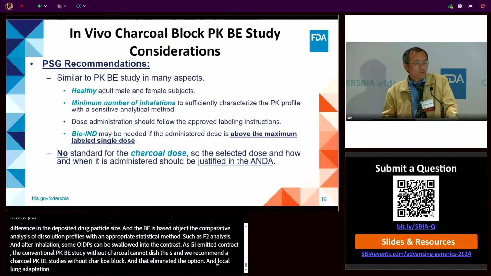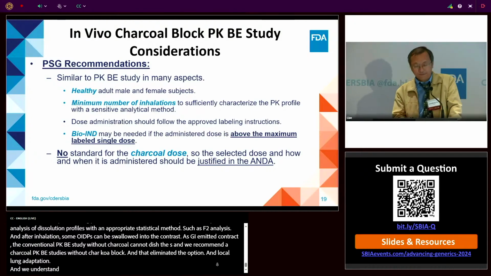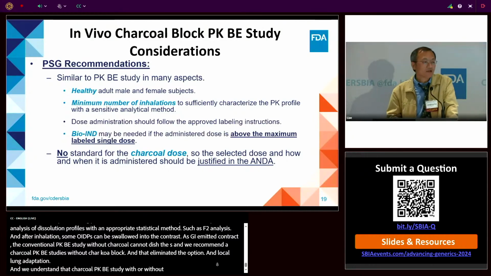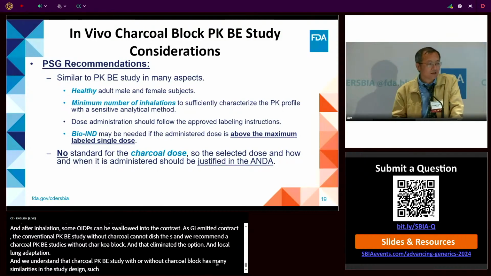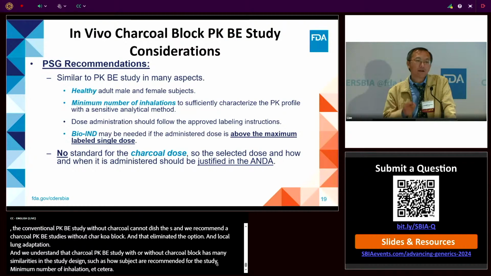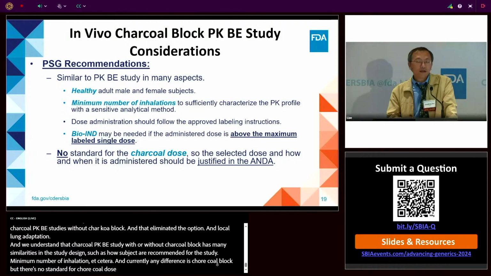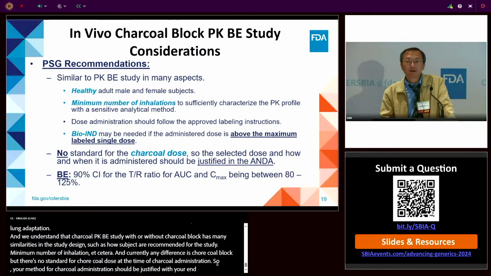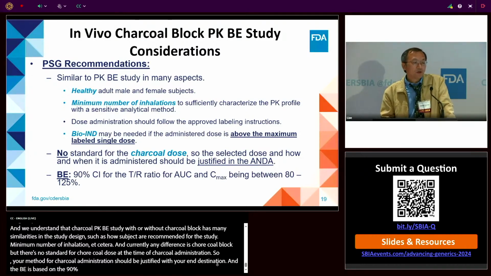And we understand that the PK BE studies with or without charcoal block have many similarities in the study design, such as how many subjects are recommended for the study, minimum number of inhalations, etc. Currently, the only difference is the administration of charcoal block. But currently, there is no standard for the charcoal dose and the timing of the charcoal administration. Therefore, your method for charcoal administration should be justified in your submission. And the BE is based on the 90% CI for the T/R ratio for the AUC and the Cmax being between 80 to 125%.